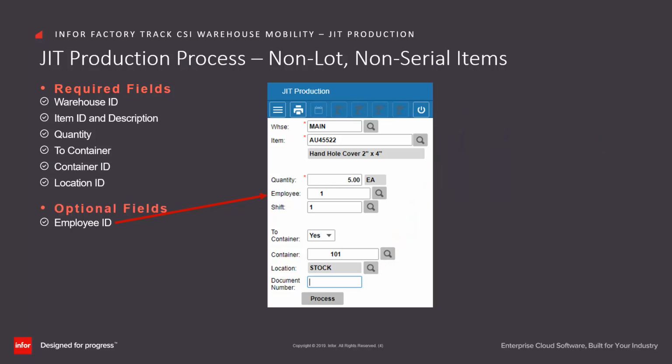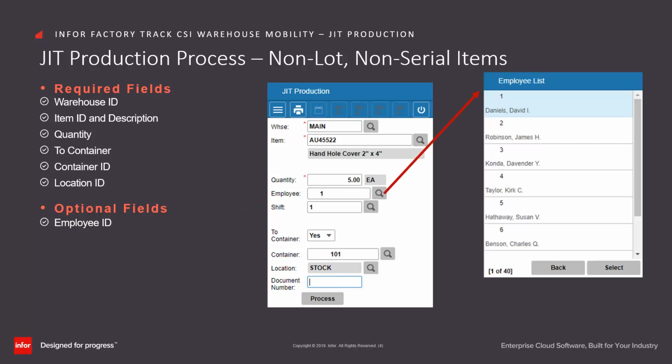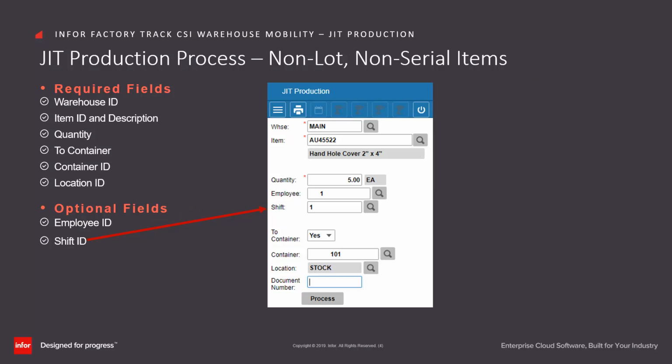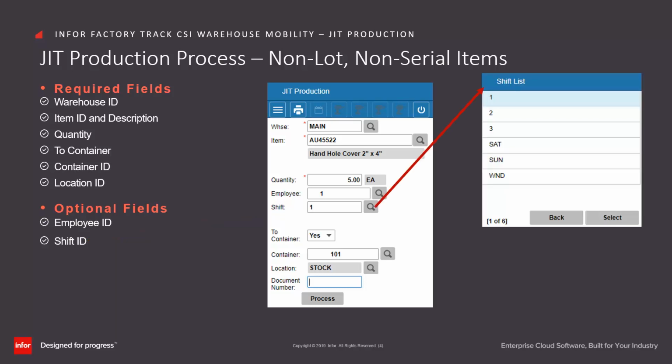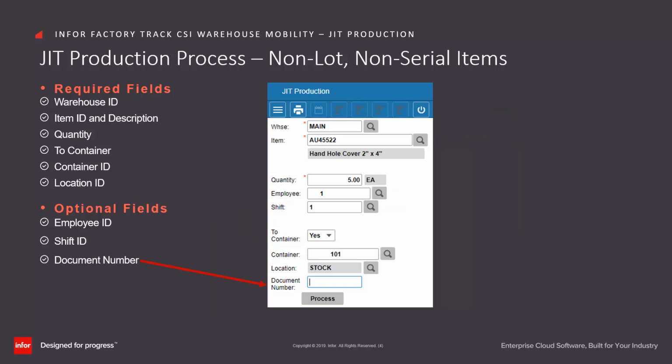If the enter employee parameter on the transaction set maintenance form is selected, Factory Track provides the option to enter or search and select the employee ID to be reported with this transaction. If the enter shift parameter on the transaction set maintenance form is enabled, Factory Track provides the option to enter or search and select the shift to be reported with this transaction. Enter a document number if desired to be recorded for this transaction. Click on the Process button to continue.